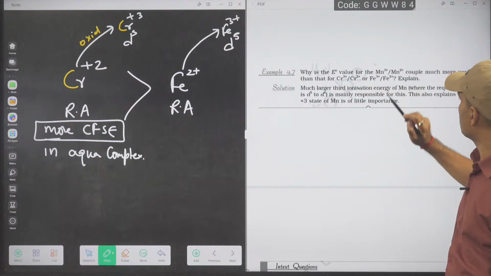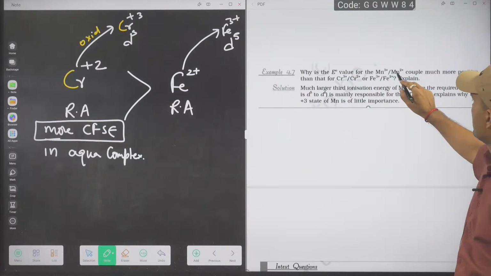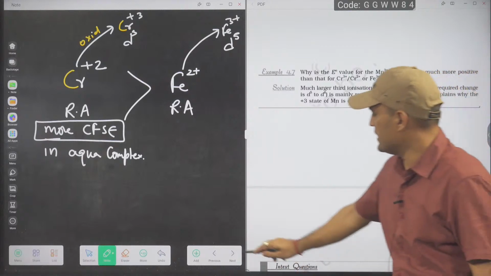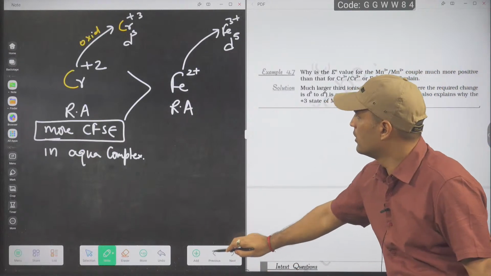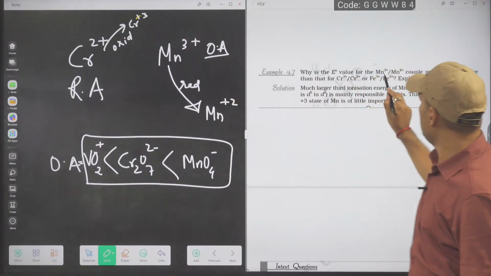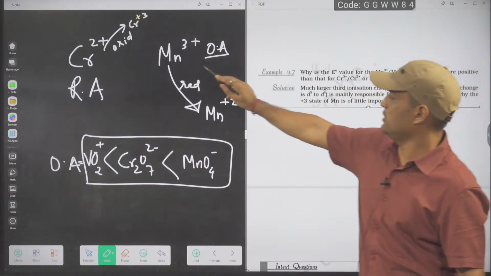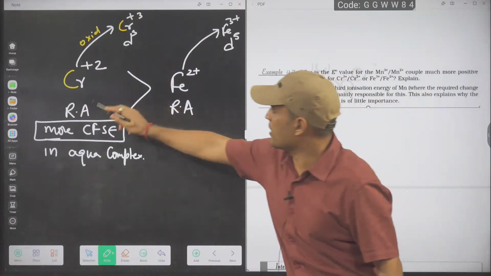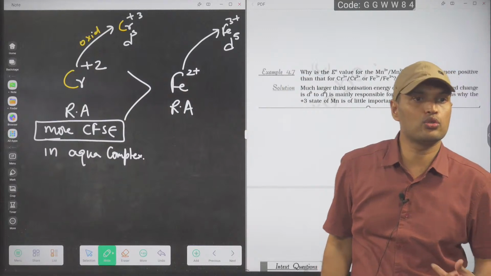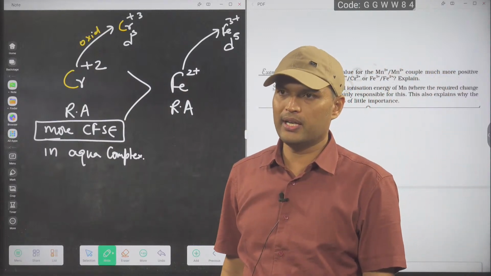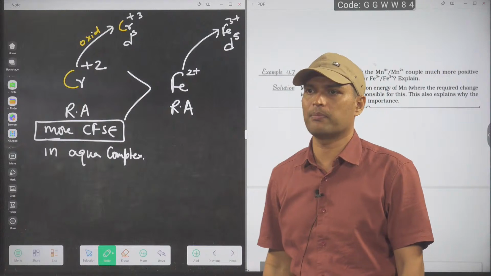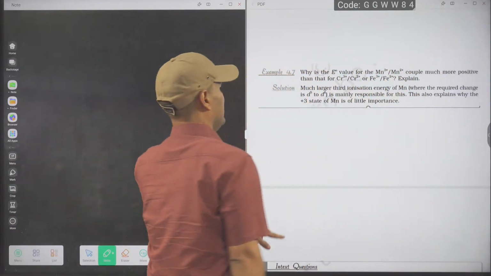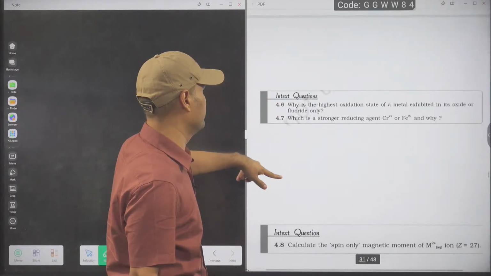This question is also the same. Mn3+ is an oxidizing agent, and Cr+2 is a reducing agent. Here both are reducing agents. Who is the stronger reducing agent? Cr+2. You have to give the reason: more CFSE.